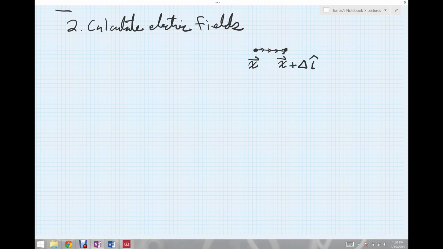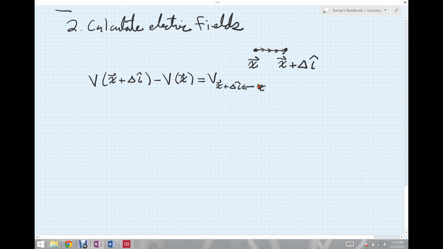Well, I know from the theorem that I've just proved that the potential at this new location, x plus delta times I hat, minus the potential at my original location, is simply the voltage between those two locations, x plus delta I hat, getting there from location x.